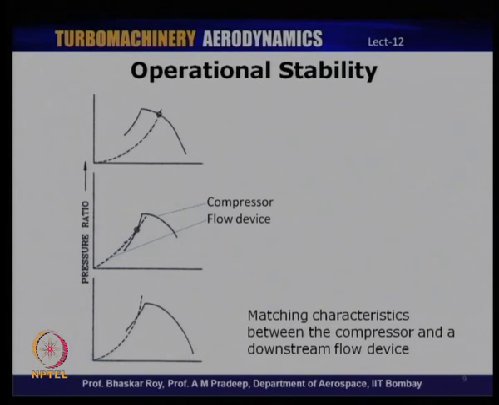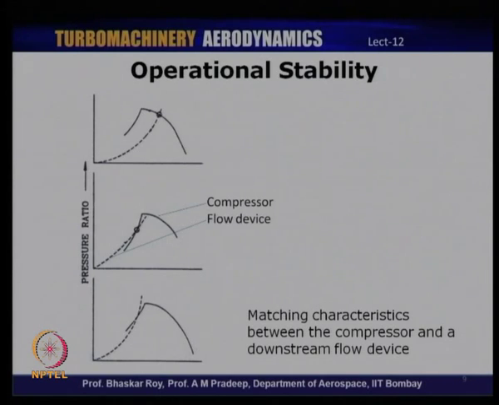If the throttle line has a slope which is greater than the compressor slope itself, what it means is that as the rate of change of throttle is varied, the corresponding drop in pressure ratio is lower than the corresponding rate of change of mass flow. And therefore, as the mass flow is changed here, since that rate is higher than the rate of change of pressure drop, the pressure drop does not fall at the same rate as that of the mass flow.